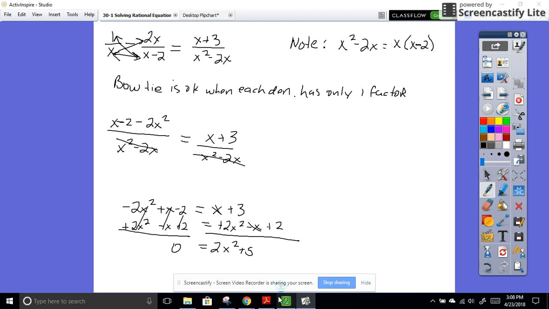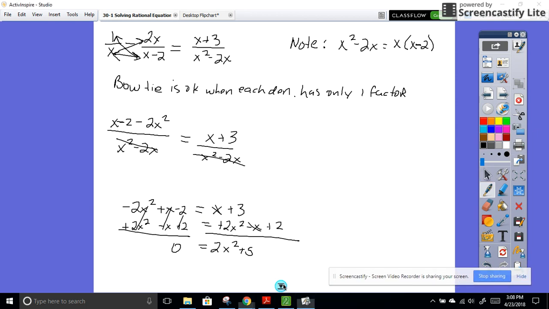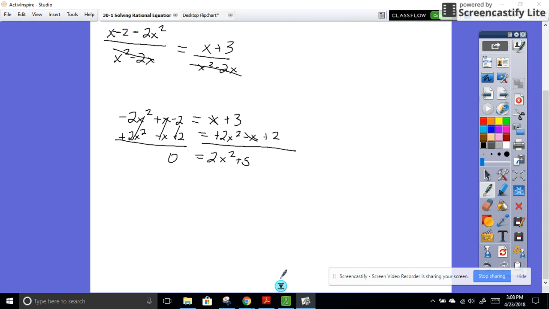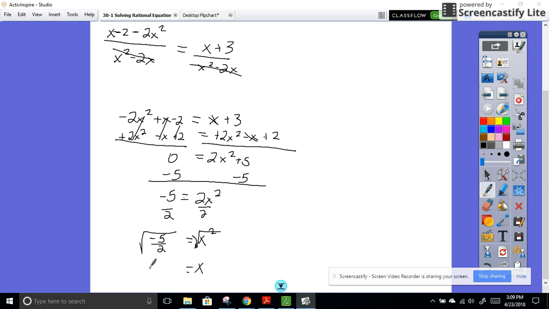Okay, so let me move this out of the way. Okay, so I don't have an x term, so I don't have to worry about factoring. So I picked a really good example. This is going to come out to be imaginary. Negative 5 equals 2x squared. Divide by 2, divide by 2. x squared equals negative 5 over 2. How do you get this by itself? You take the square root of both sides, and x equals plus or minus i, take the negative out, square root of 5 over 2.